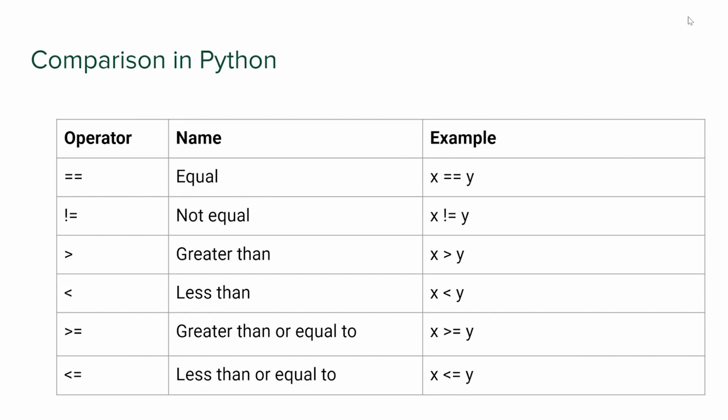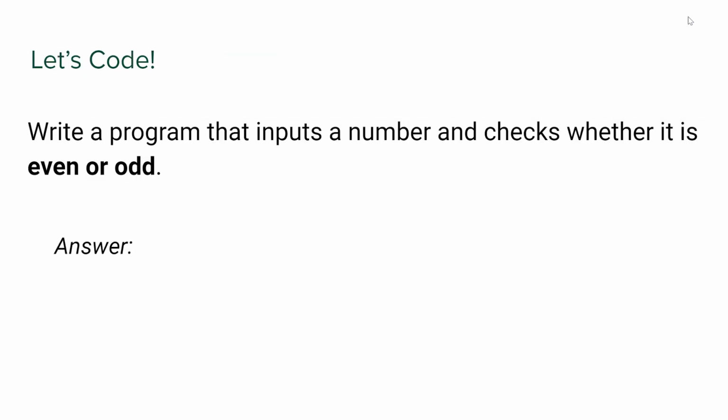If we want to check if something is not equal, we put an exclamation mark in front of the equal sign, so an exclamation mark and an equal sign. Greater than, less than, greater than or equal to, less than or equal to, just like math. Okay? Nothing much different. So, let's code.